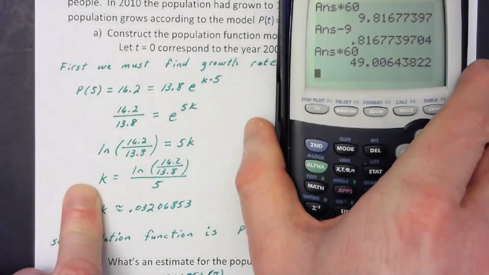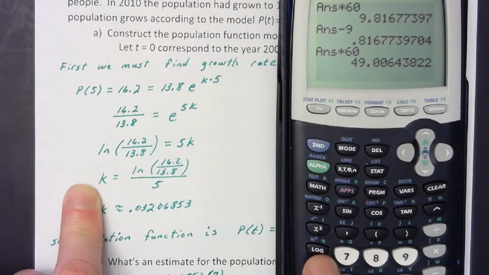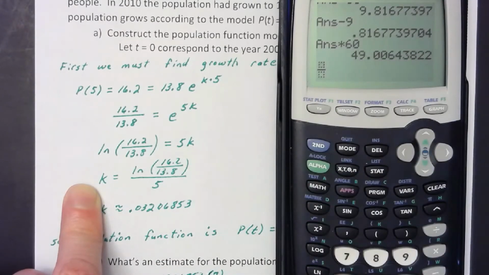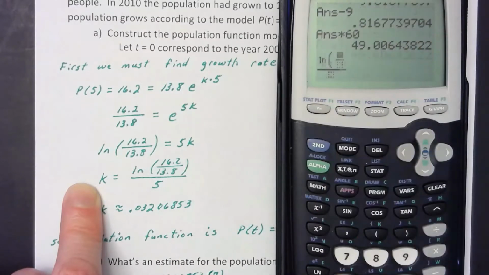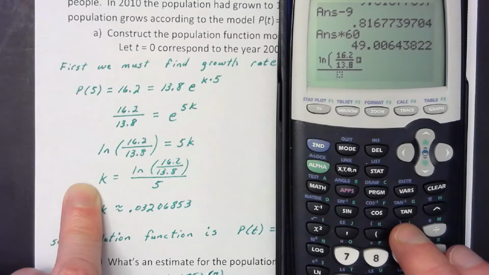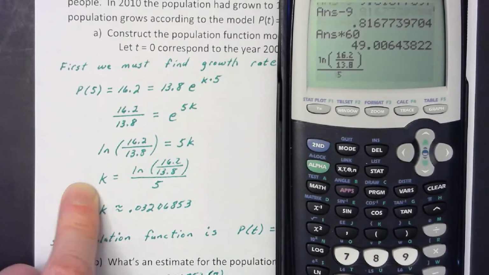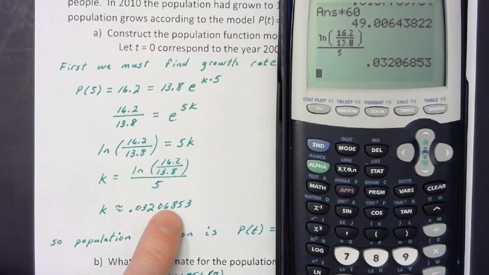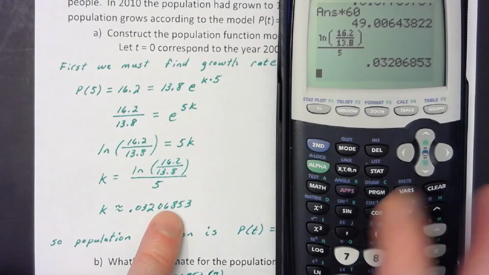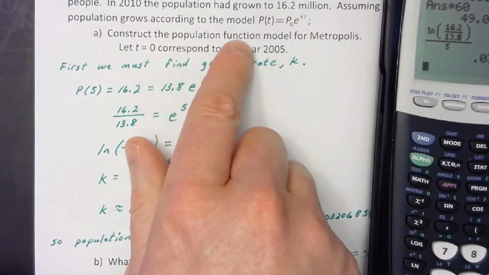And when I evaluate that on my calculator, I'll again do a fraction. I'll have the natural log of the fraction, and I have 16.2 over 13.8. I'll close out that natural log, and then we divide by 5. Please notice that's where I had my value of k, 0.03206853. Now, from this you are supposed to construct a population function.